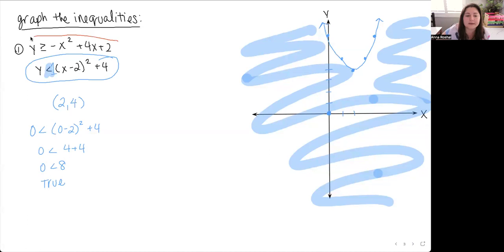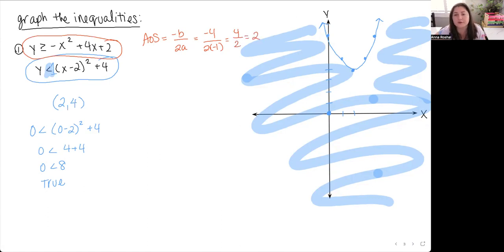So now let's go ahead and look at this next one. We absolutely want to go ahead and find the axis of symmetry. So again, the axis of symmetry is negative b over 2a. So it's going to be negative 4 over 2 times negative 1, which is 4 over 2, which is just 2. Oh my goodness, look at that. That's kind of where my vertex is for the other graph. Okay, then I'm going to go ahead and find my vertex for this graph.